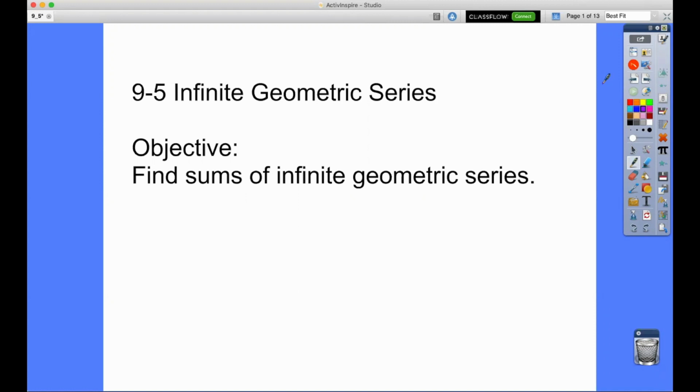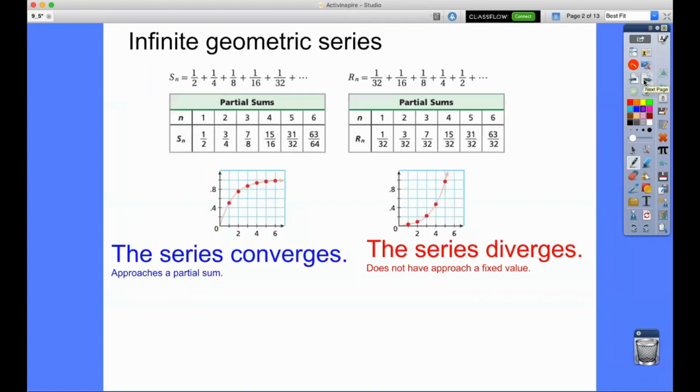Hi class, today we'll talk about infinite geometric series and our objective is to be able to find these sums. Let's get you started. There are two different series that we will discuss: the series that converges and the series that diverges. Let's have a discussion about the series that converges.